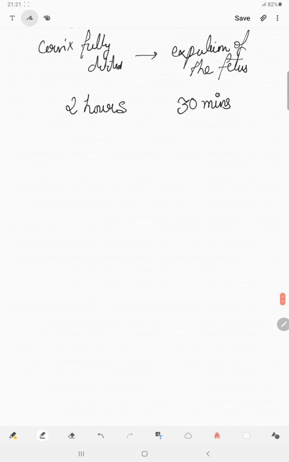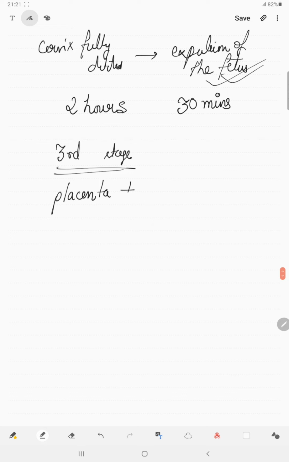Okay, now we move on to the third stage of labor. What will happen in the third stage of labor? See, I have expelled the fetus in the second stage itself. What am I left with? I am left with the placenta and the membrane, which I talked about in my previous video. Placenta plus the membrane would be expelled in the third stage of labor. Now here I would like to emphasize how the placenta would be expelled, because the placenta has to separate from the uterus.